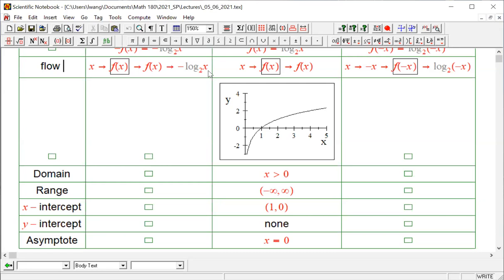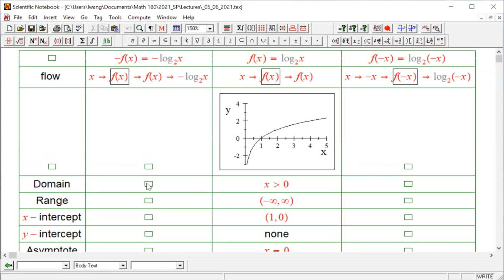Are you ready to answer the question? Let's go. So what's the domain for negative log base 2 of x? X is greater than 0, still the same, right? So how does the picture look like? It reflects across the x-axis.